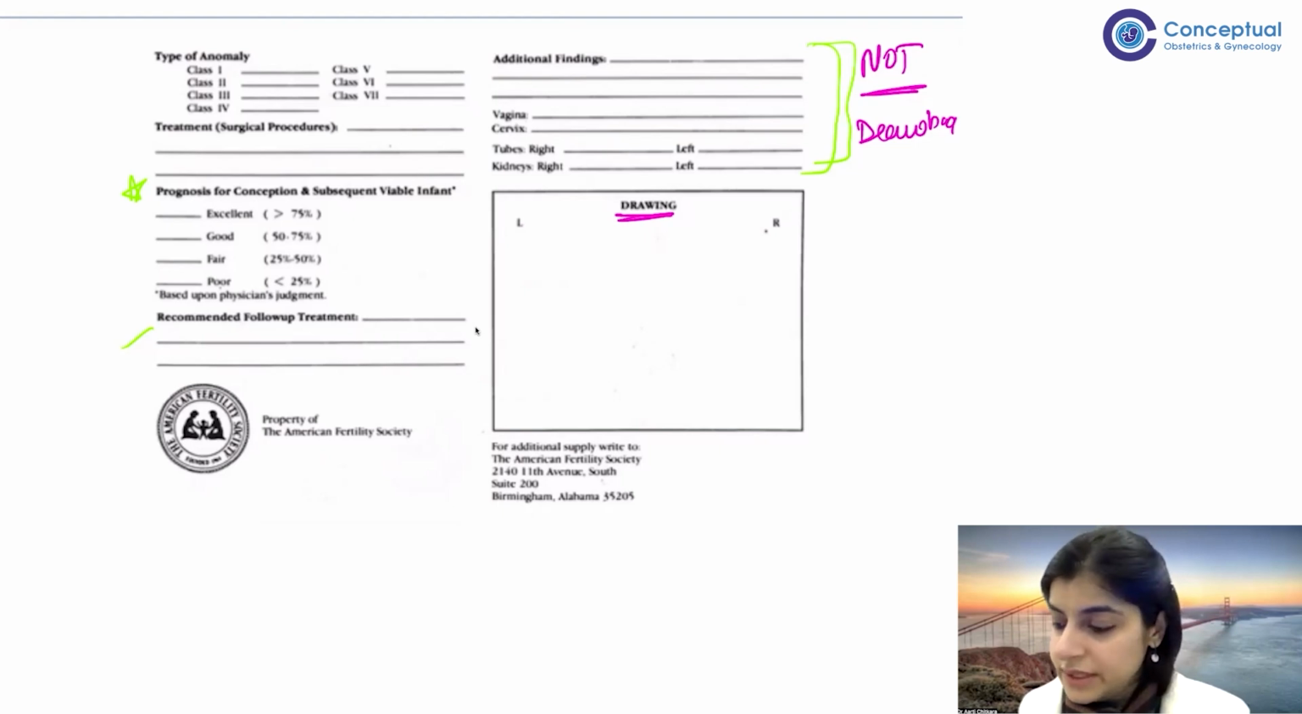Any doubts till now? Any confusion? Anything you all want to ask? Or should we proceed with other types of classification systems?